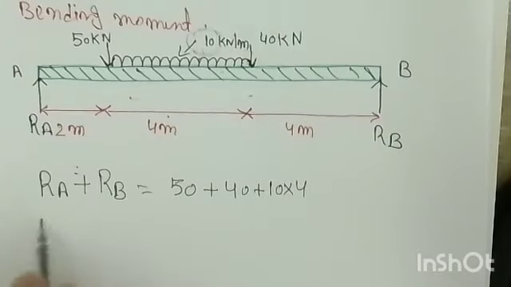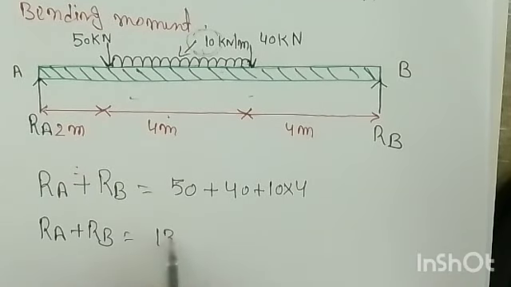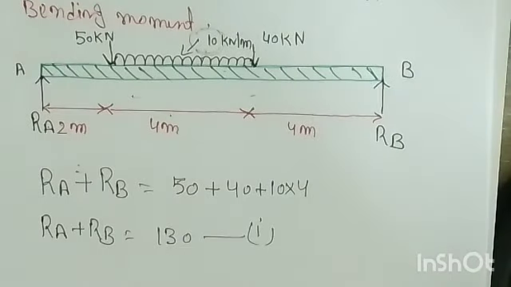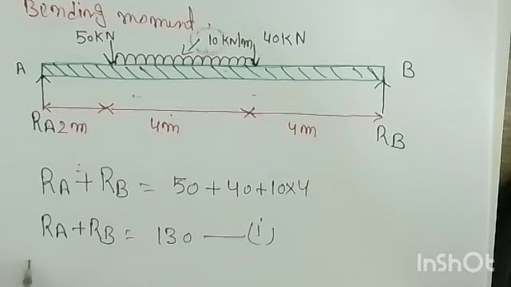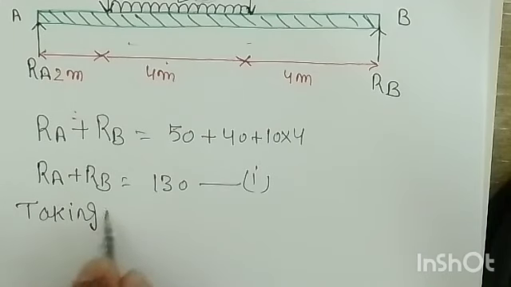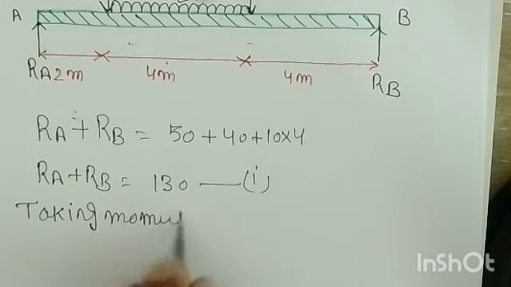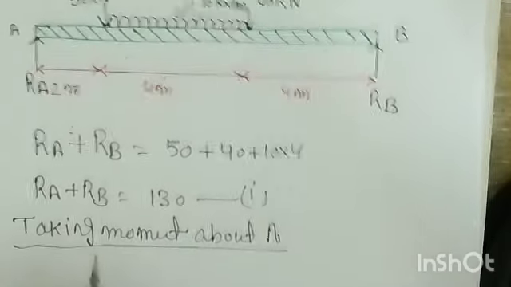So now you can say RA plus RB is equal to 130. Let us say this is equation 1, right? So now we can take the moment about any point. So let's say we take the moment about A, right? So when you take the moment about A, what does it mean?